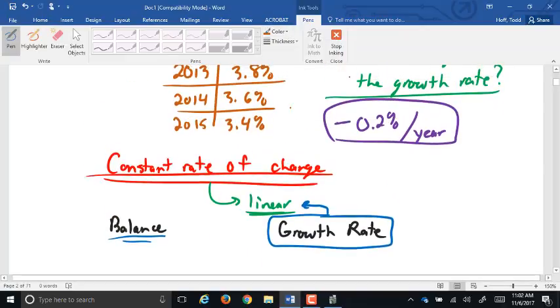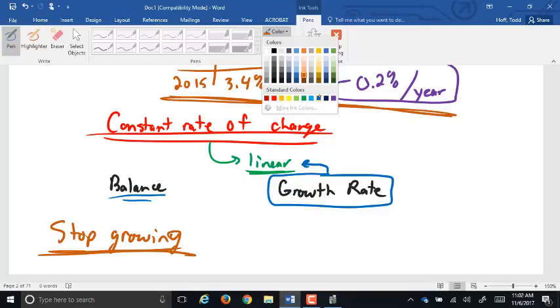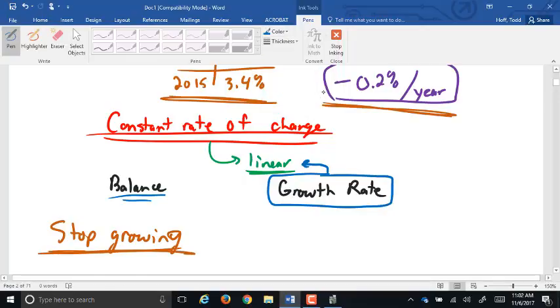Now, the belief is if this continues, where that growth rate keeps decreasing at that constant rate of 0.2% a year, at some point, it's going to stop growing. How would we figure out at what point it would stop growing? There you go. The percentage is 0%. In other words, 0% growth.